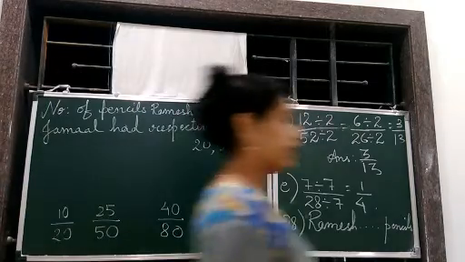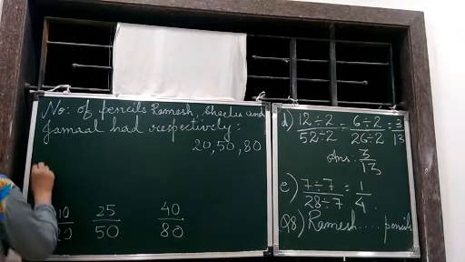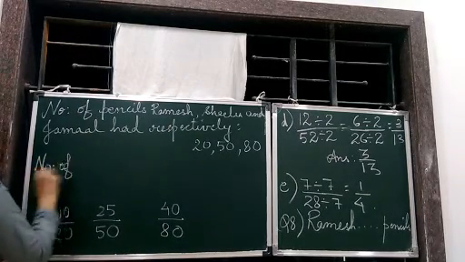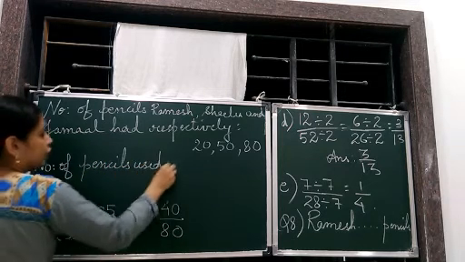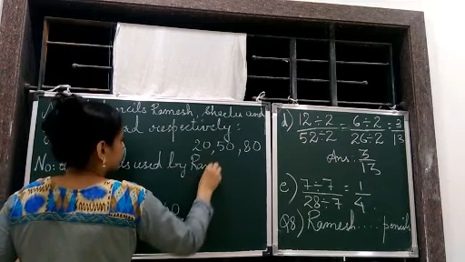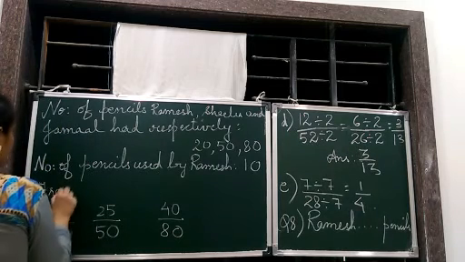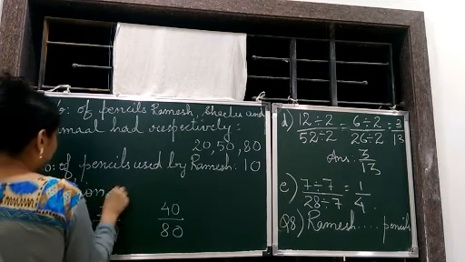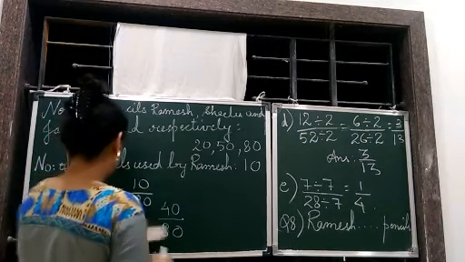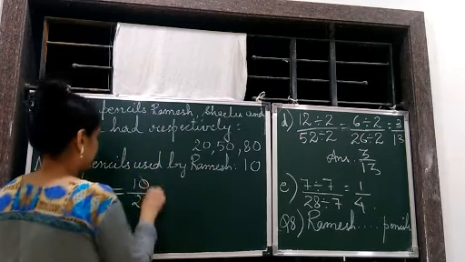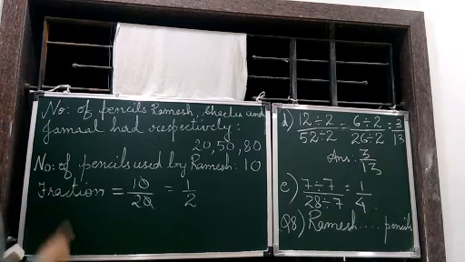First we write the number of pencils used. Number of pencils used by Ramesh. How much, children? 10. Now we have to write the fraction of it. Fraction will be 10 by 20. You cut down the zeros. So it is what? 1 by 2. Okay, the fraction was 1 by 2.